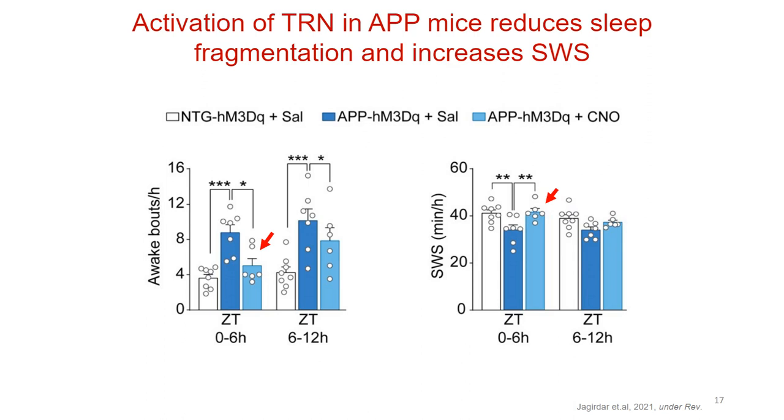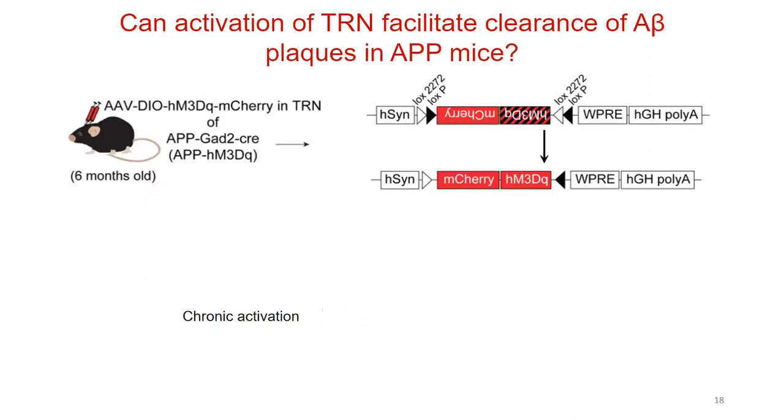So according to our hypothesis, increase in slow wave sleep and fewer interruptions during sleep will reduce A-beta plaque load. However, with a single activation of TRN, we could only see the effect lasting for about 6 to 8 hours. So we slightly modified our protocol.